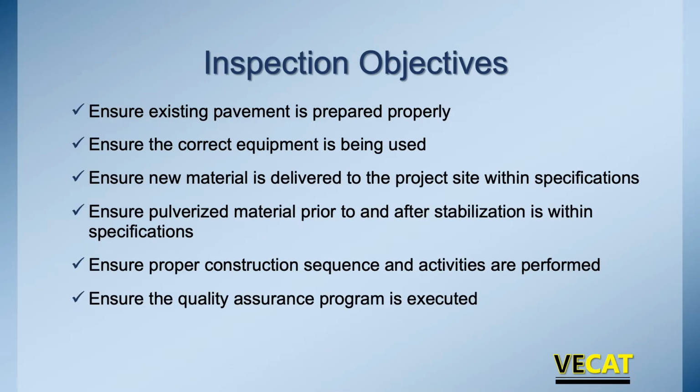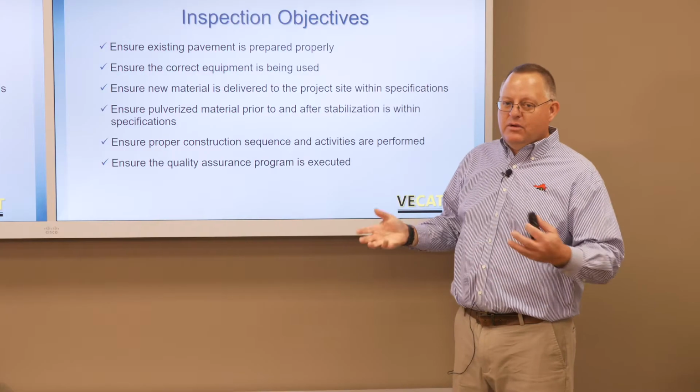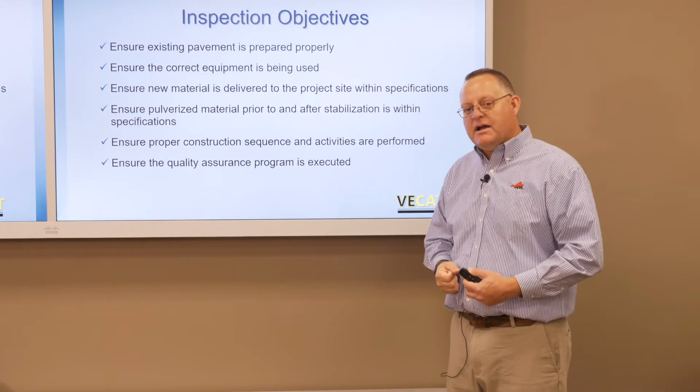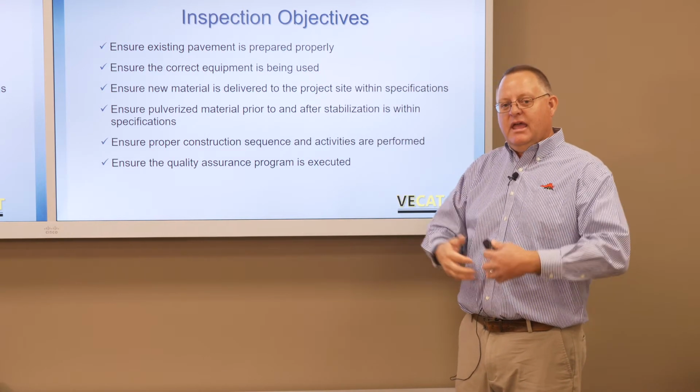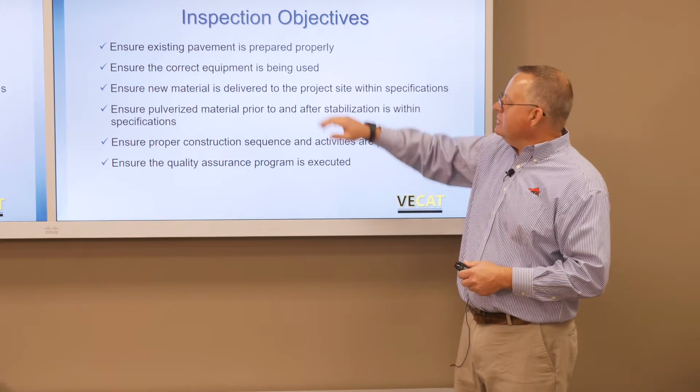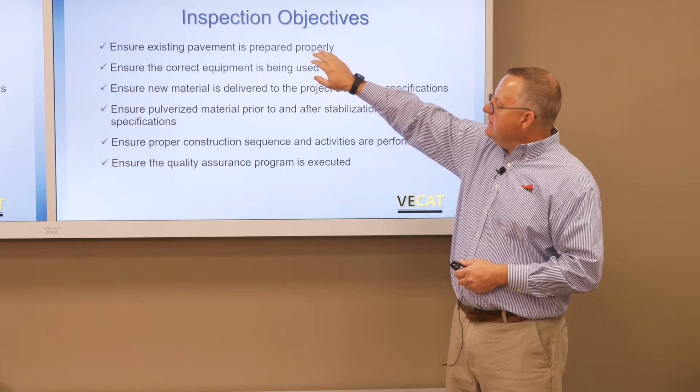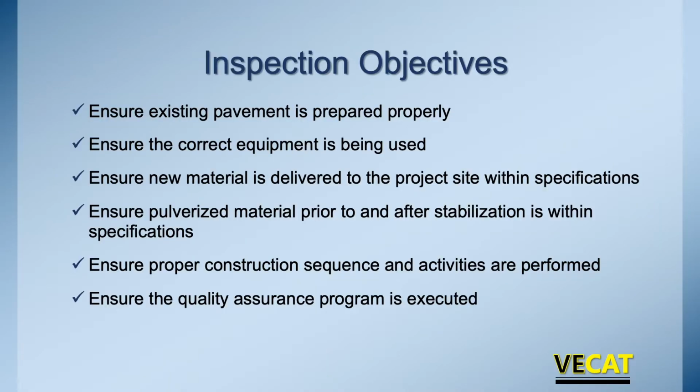So, let's look at inspection. What are you looking for if you're out there? One, is the existing pavement being prepared properly? Remember, we're doing full depth reclamation, so what does that mean? How do you ensure it's prepared properly? We'll get into that, but remember, this whole process, as we've gone through the modules, is we're pulverizing the existing pavement, compacting it, and putting it back to a new grade. So we're making sure that's being done properly. We're making sure the correct equipment is being laid out. It's in the specs. We'll cover that.